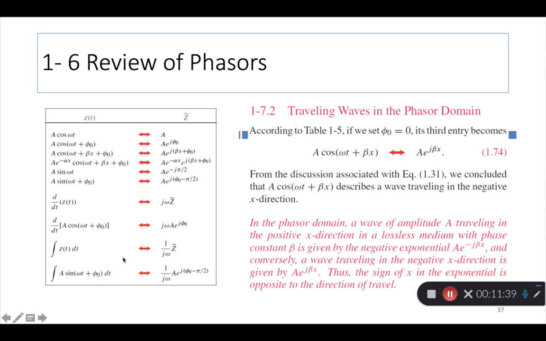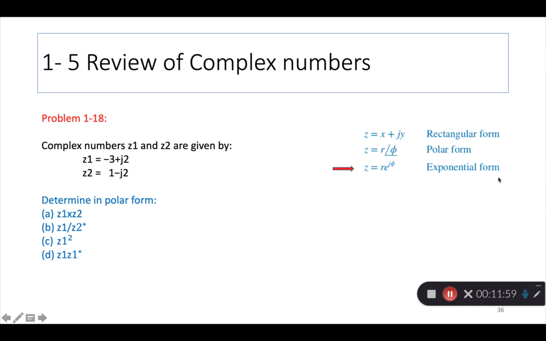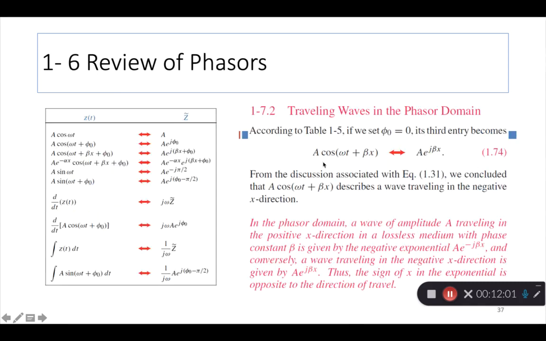There's nothing new, except maybe this third and fourth format, because previously we only dealt with t as an independent variable. Now we have t and x, and you can see how that's written in phasor form using the exponential form, in phasor terminology. Everything else we should know by now.